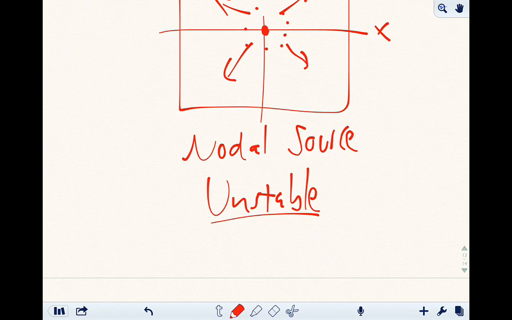Let's end the lecture there, and we'll look at the remaining types of characterizations of the critical point of linear systems in the next unit.